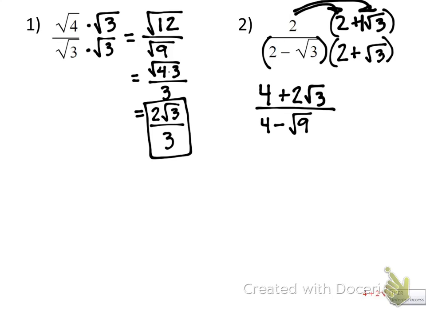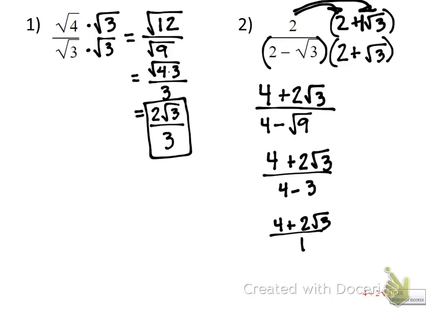Okay? Then we simplify it again. The denominator, we could simplify. The numerator we can't. So 4 plus 2 rad 3 over 4 minus square root of 9, which is 3. Simplify this. 4 minus 3 is going to be 1. So 4 plus 2 rad 3 over 1, and anything over 1 is just itself. So 4 plus 2 rad 3 is your answer.